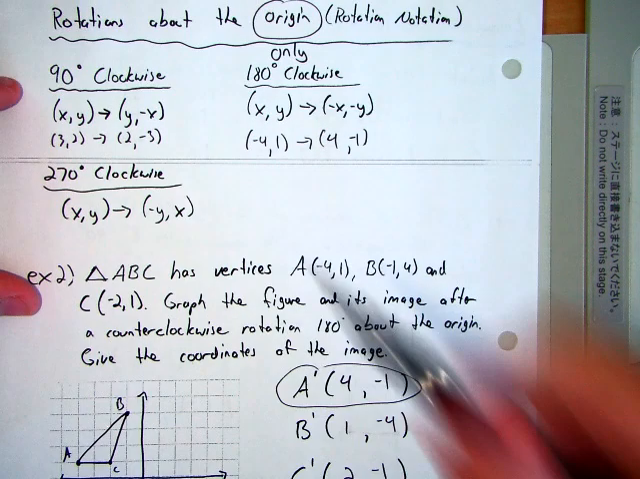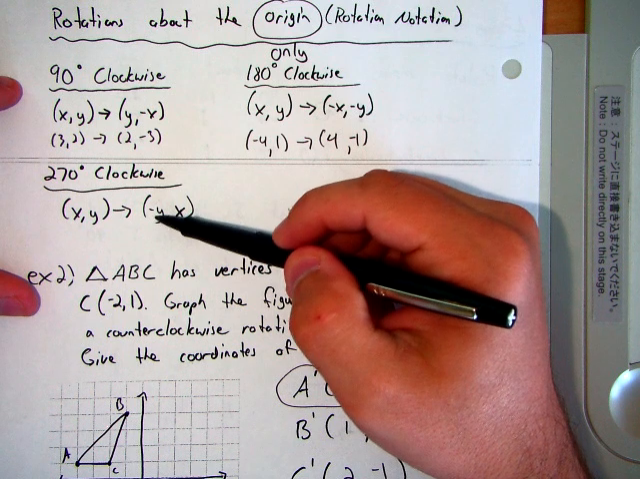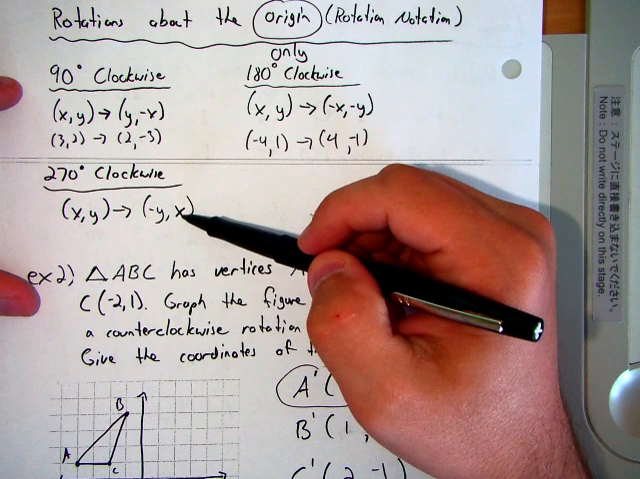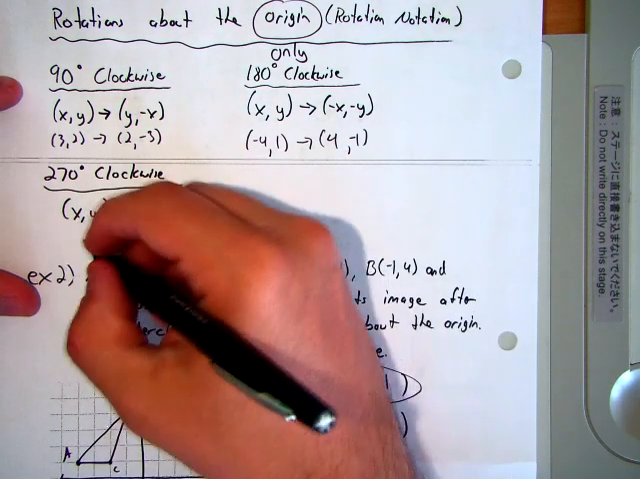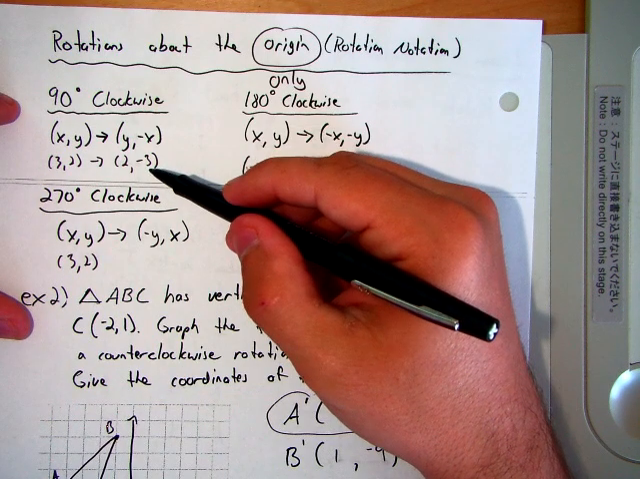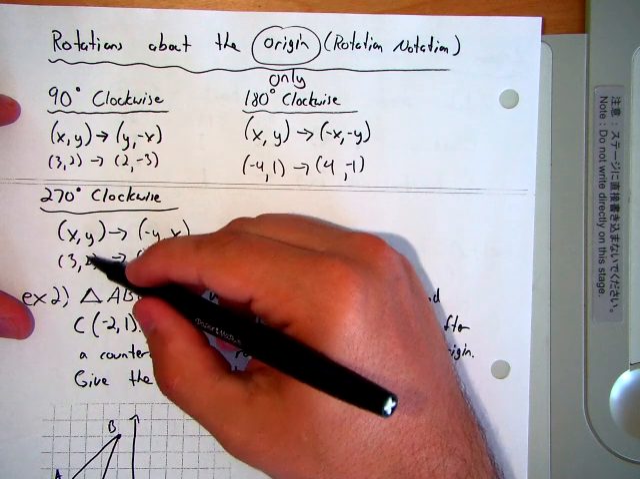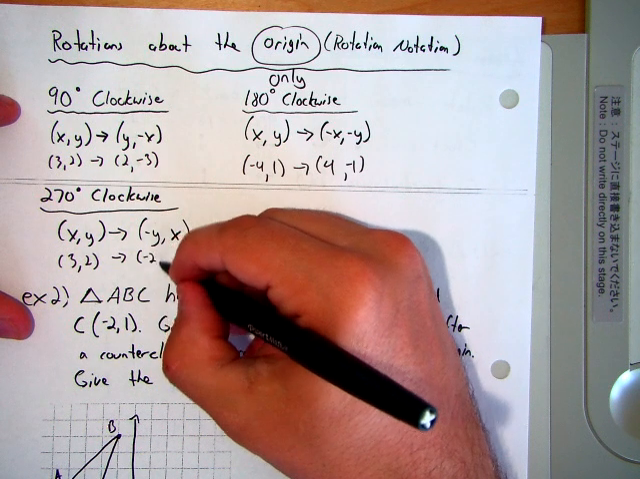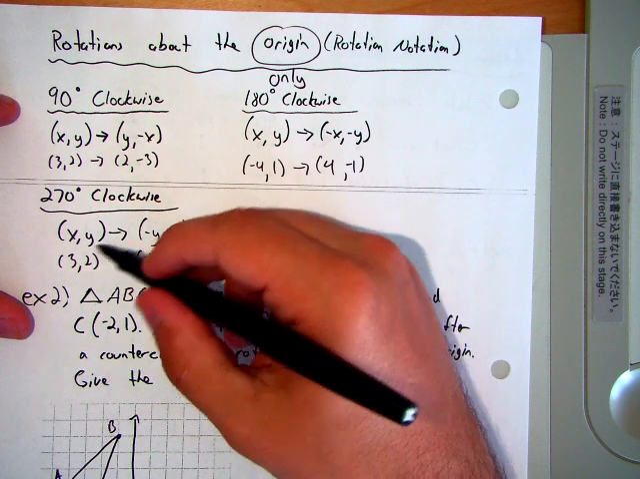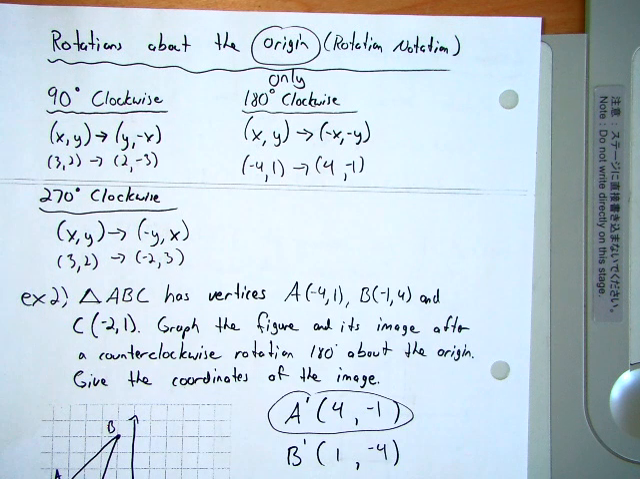And then a 270 degree clockwise rotation, X and Y become negative Y, and then X. So for example, if I had 3, 2, same thing as up here, they would now become, after a 270 clockwise rotation, 2 would become its opposite to be negative 2, and that goes first. And 3 would stay the same, so this would be negative 2, 3 now.